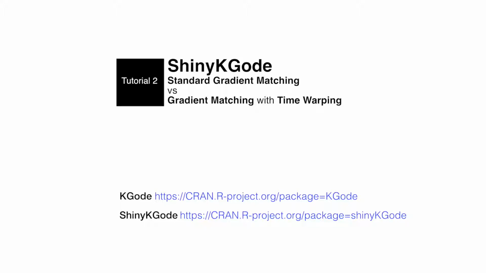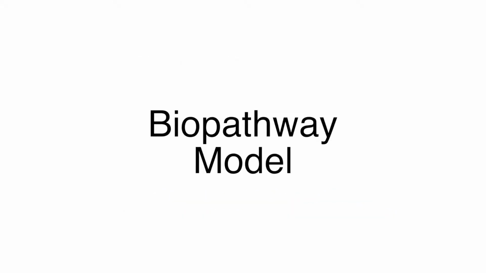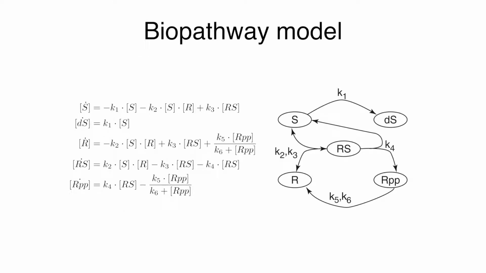We illustrate the concepts of gradient matching and time warping using a biopathway model. The biopathway model describes the interaction of 5 protein isoforms S, DS, R, RS, and RPP in a signal transduction pathway, and it is available as one of the benchmark models in ShinyKGode.